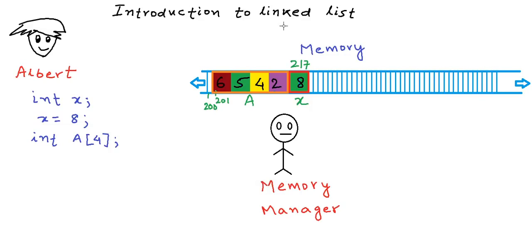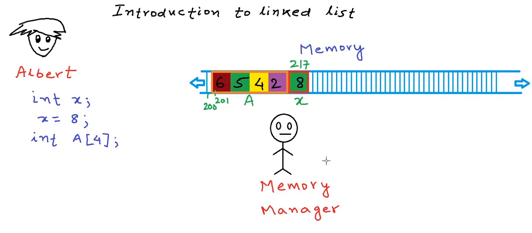And the memory manager is like, when I allocate memory for an array, I do not expect that you will ask for an extension, so I use whatever memory is available adjacent to that block for other variables. In some cases I may extend the same block, but in this case I have an element and a variable x next to your block, so I cannot give you an extension. So Albert is like, what all options do I have?